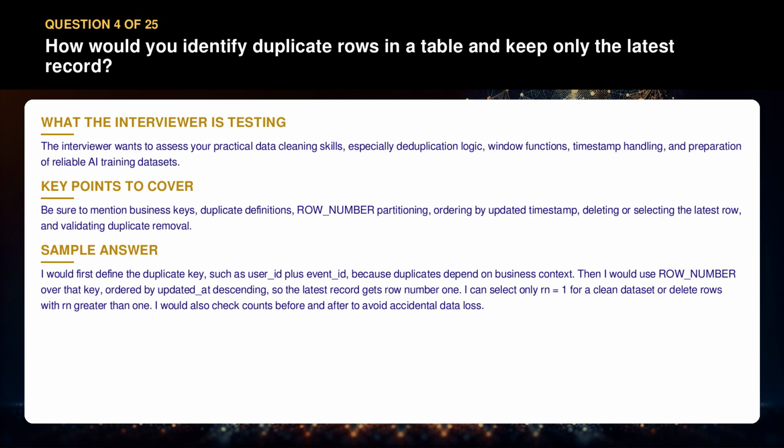I would first define the duplicate key, such as user_id plus event_id, because duplicates depend on business context. Then I would use row number over that key, ordered by updated_at descending, so the latest record gets row number 1. I can select only RN equals 1 for a clean dataset, or delete rows with RN greater than 1. I would also check counts before and after to avoid accidental data loss.